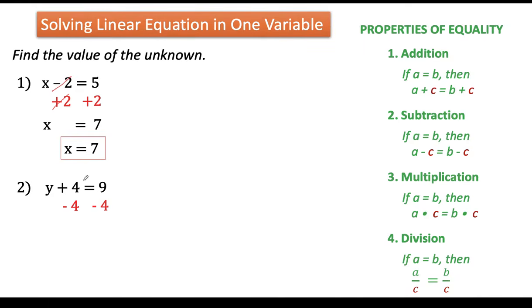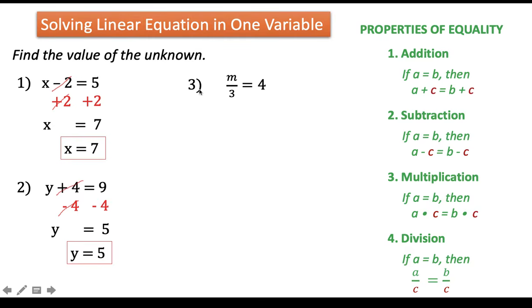So positive 4 plus negative 4 is 0. So y is now isolated on one side. And on the right side, 9 minus 4, that is 5. So that is the value of y. y is equal to 5. By checking, if y is equal to 5, 5 plus 4 is equal to 9. So it makes the equation true.